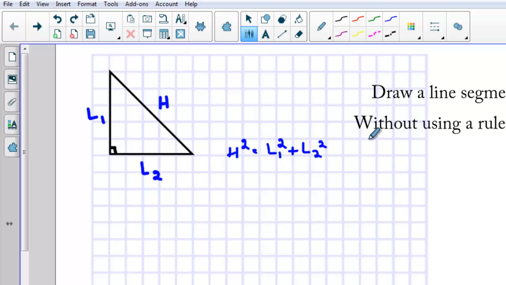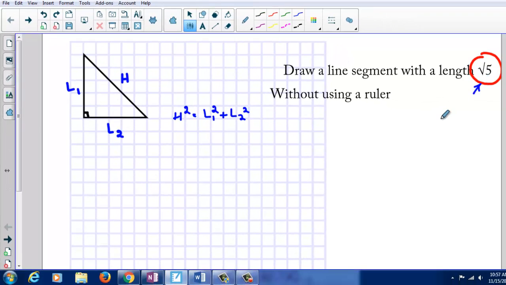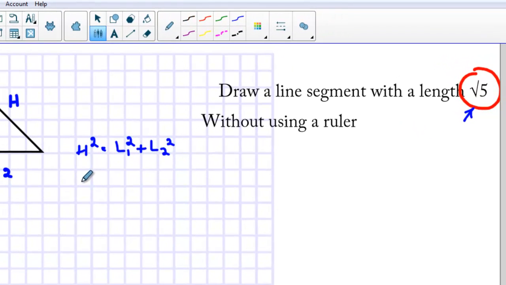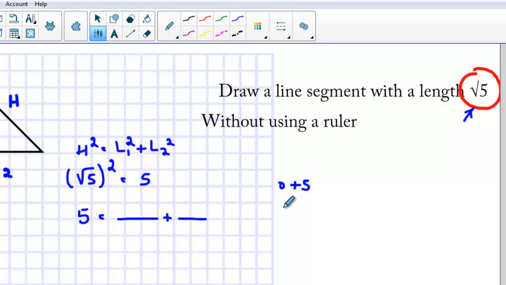Someone will ask me, what is this going to help me with? Actually, it's going to help me to draw the line segment with a length square root of 5. So I'm going to assume that this line is my hypotenuse. If I have square root of 5 and we square it, it equals 5. So I'm going to complete this: 5 equals something plus something. And actually here I have many options. I can say 0 plus 5, 1 plus 4, and 2 plus 3. And after that, the opposite: 3 plus 2, 4 plus 1, 5 plus 0, the inverse.